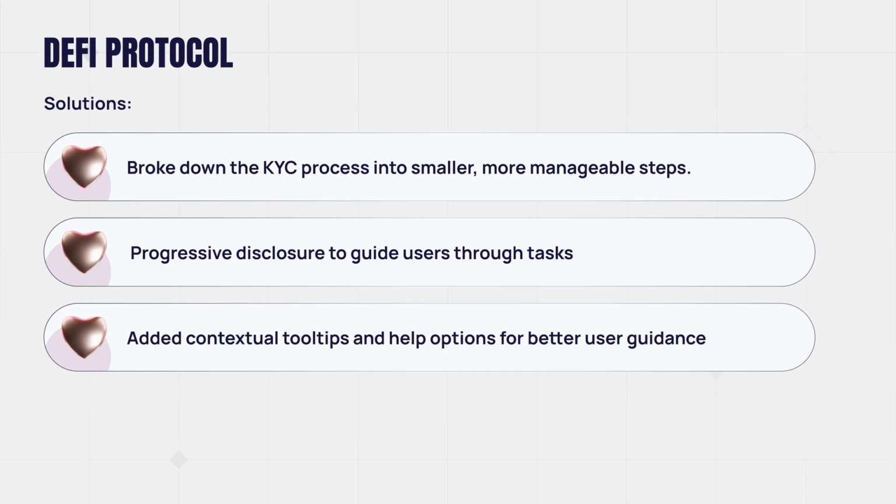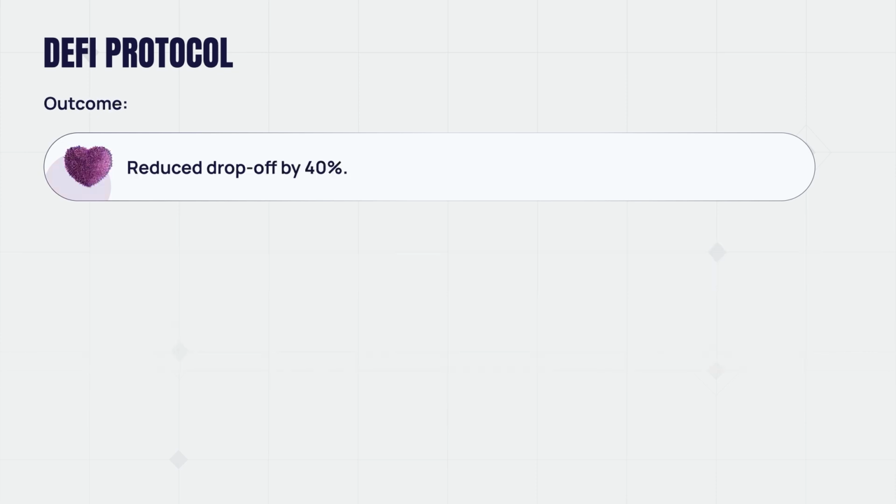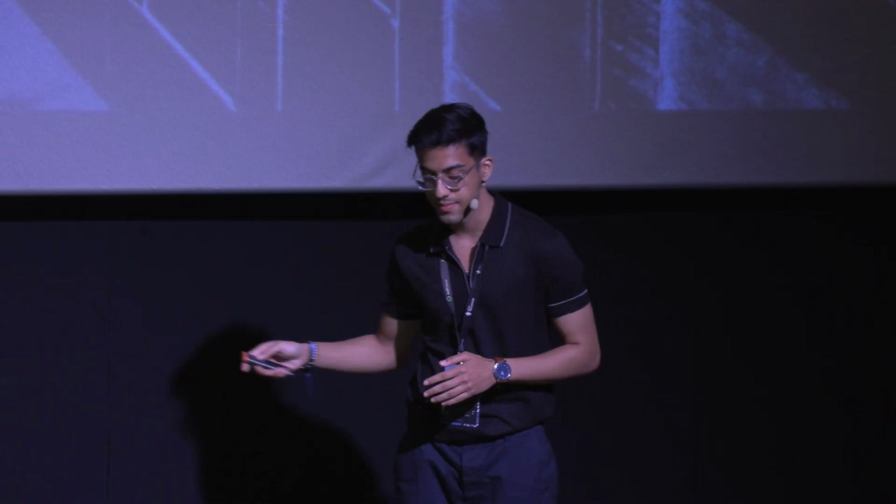Also, a big thing that helped was we added tooltips or educational resources throughout the product to better guide the users because the product was kind of big and deep. So there had to be certain educational tooltips throughout the product to really help them navigate. And the outcome was that we reduced the drop-off rate by a really decent 40% just by doing these very simple UX changes. Next up was a charity NFT marketplace we were working on a couple of years ago.